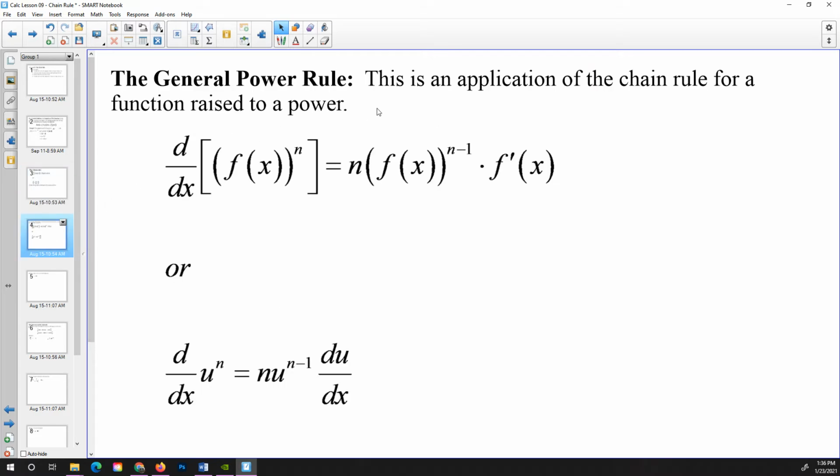The general power rule: this is a simple application of the chain rule for a function raised to a power. So if I have a function that I'm raising to a power, then just like the simple power rule, I can bring that power down front. I can reduce that power by 1, leaving what's inside alone, and then multiplying by the derivative of what's on the inside. Again, if you take the derivative of some u function to a power with respect to x, then we can bring that exponent down, reduce the exponent by 1, and then multiply by whatever the derivative of u is with respect to x.